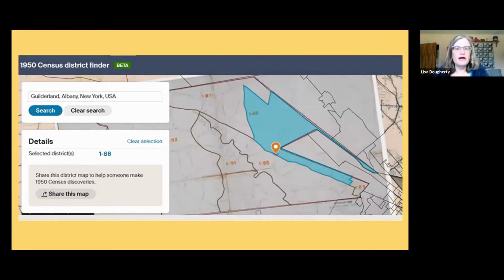You can see the blue shaded area on the map shows the area that was enumerated in the 1-88 district. So all of the individuals that lived within that blue shaded area are going to be included on the 1-88 enumeration district. You can also see the other districts around the blue shaded area. So if you are looking for your ancestor and you don't find them in this particular enumeration district, you could try one of the surrounding ones. It makes it easy for you to find out which are the surrounding ones. So this is a little feature on Ancestry, which I find really useful. It's very interesting.